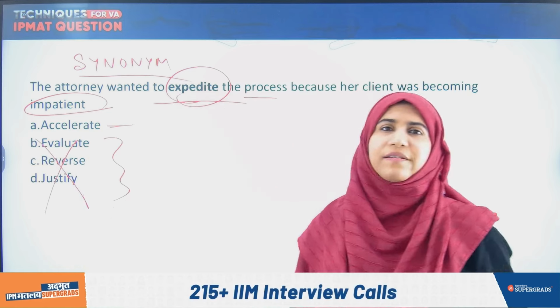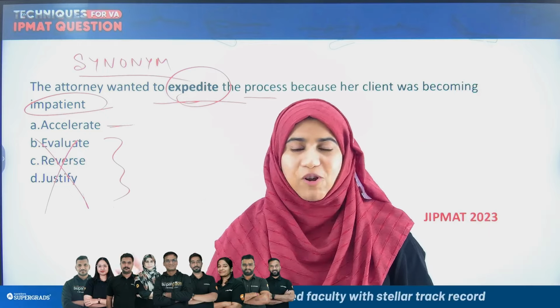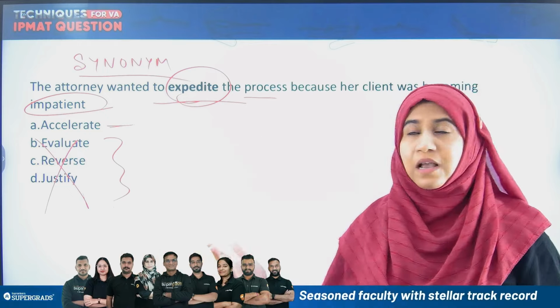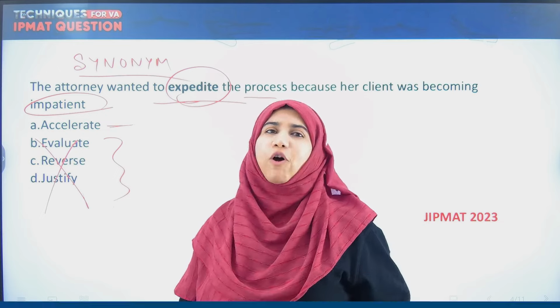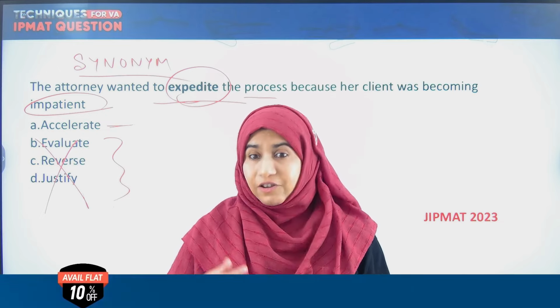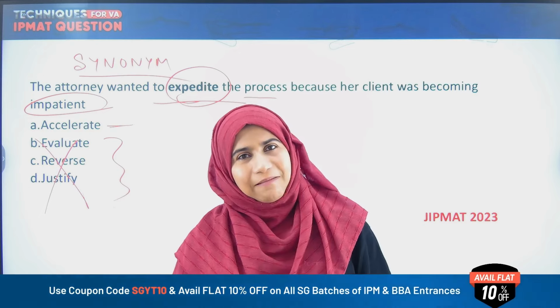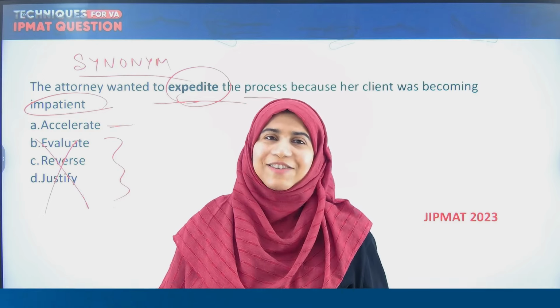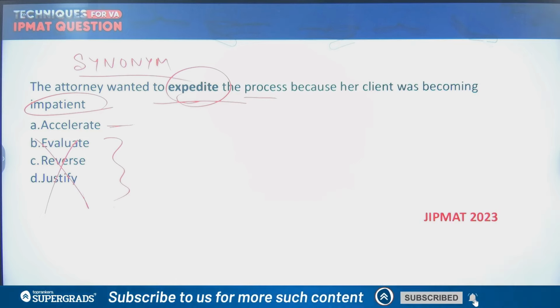I quickly understand, okay, client is getting impatient, so we have to speed up the process. Speed up, accelerate is the best choice. I don't have to think about other options and waste my time unnecessarily. So following these tricks, you definitely become more accurate. You're able to increase your number of attempts, thereby score more marks, right? And at the same time, you do it smartly. You become more efficient, right? Let's try out a similar question from JIPMAT.